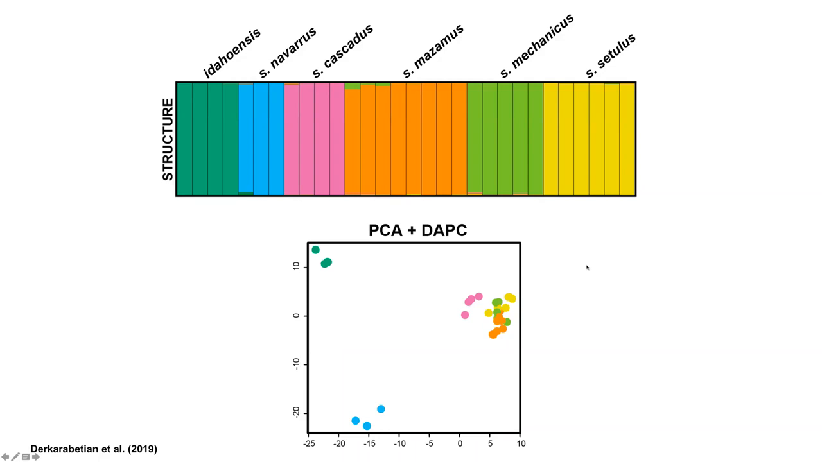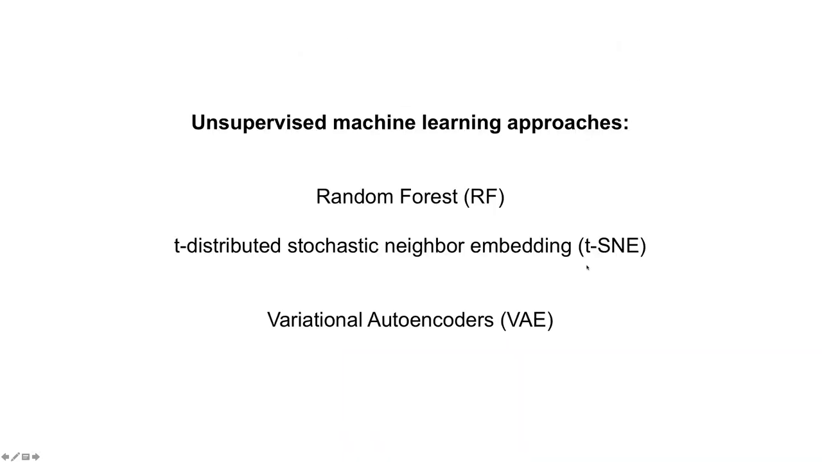Okay, so now onto the unsupervised machine learning. We tested out 3 different algorithms: random forest, which you've almost certainly heard about; t-distributed stochastic neighbor embedding, or t-SNE for short, which you may or may not have heard about; and variational autoencoders, which you most likely have not heard about yet.